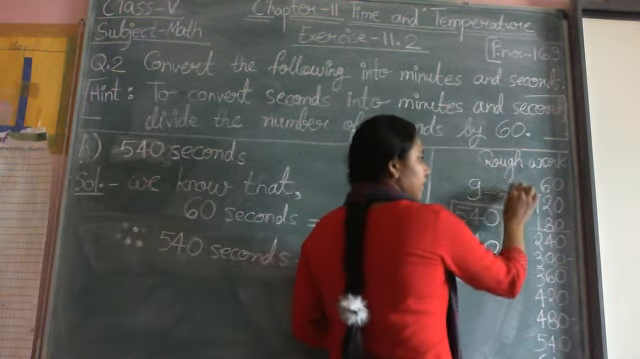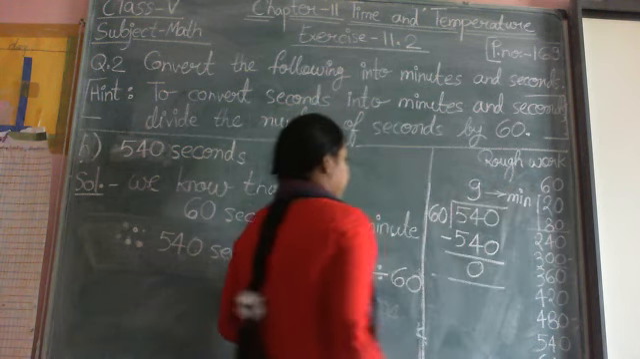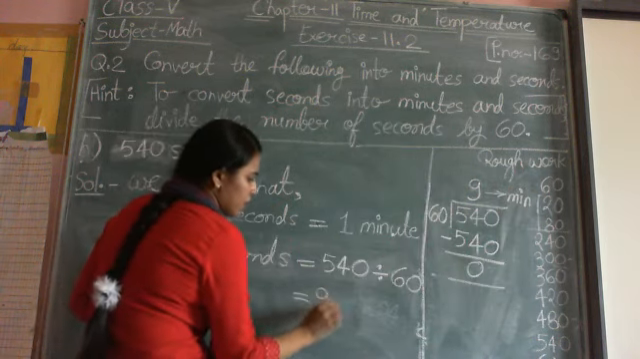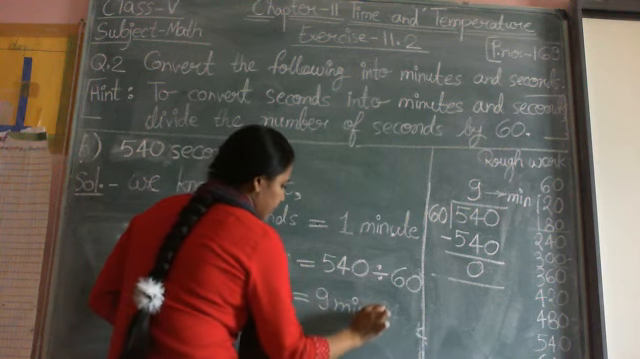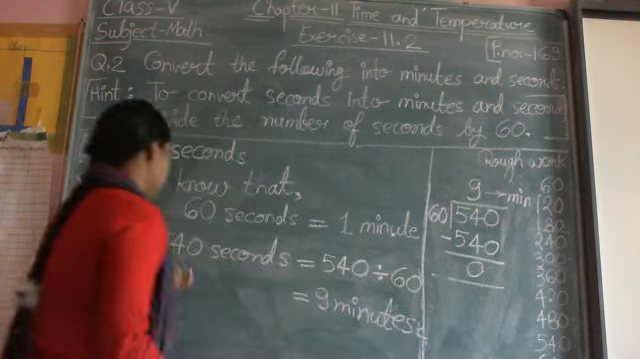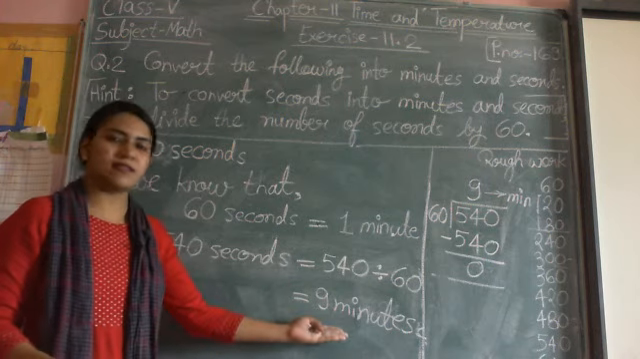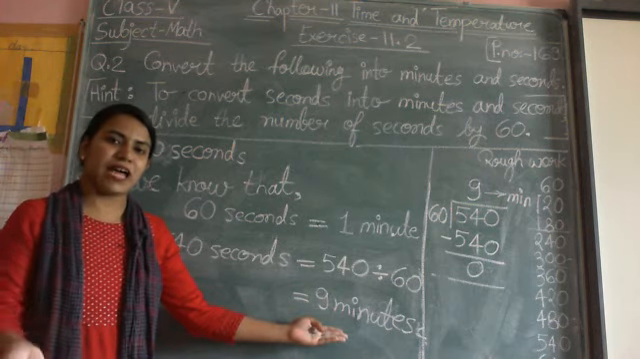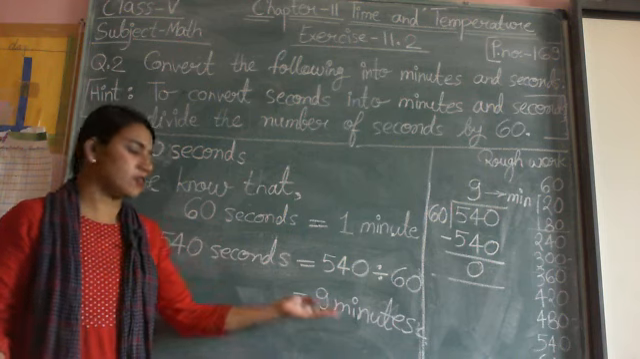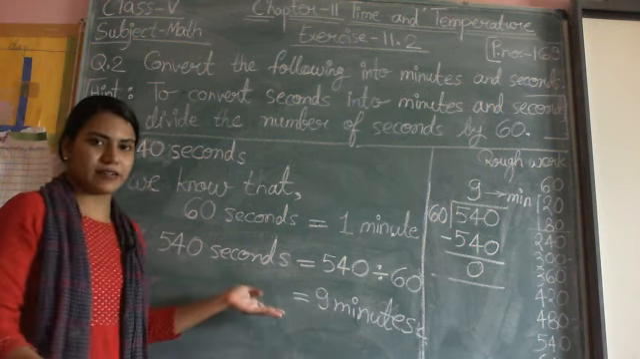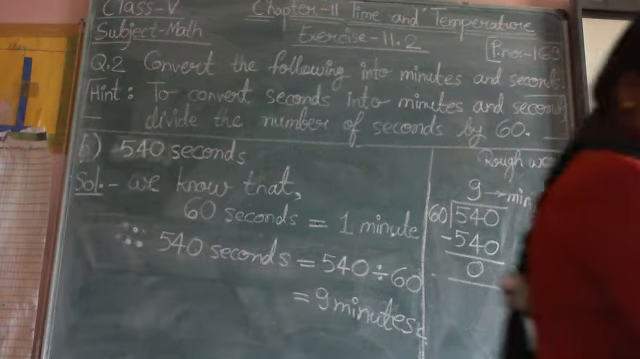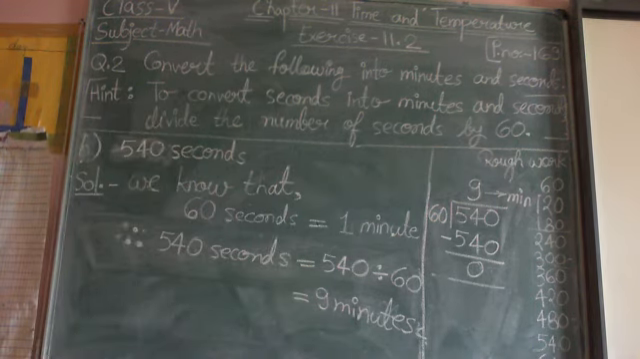The number in the quotient will be your minutes. So our result is 9 minutes. So 540 seconds means 9 minutes. If somebody asks you 9 minutes means how many seconds? So 540 seconds. Note it down. Take a screenshot.